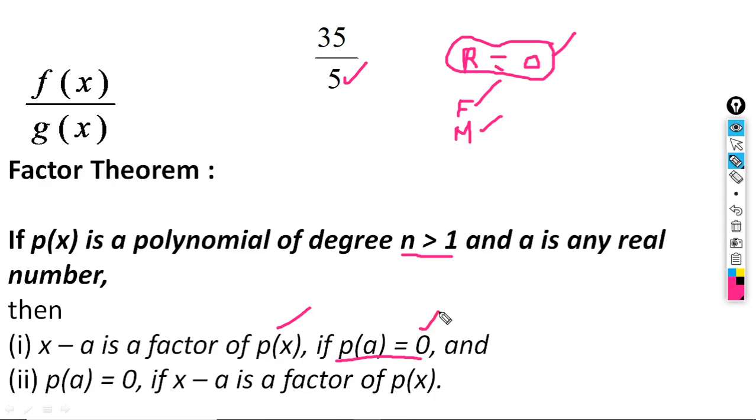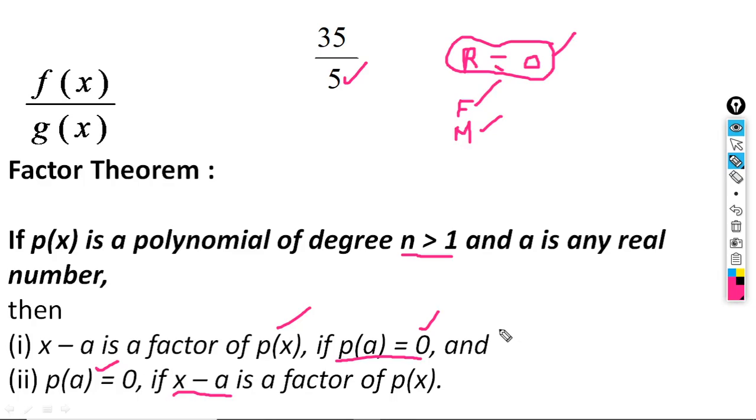So this condition is about factor. x minus a is a factor if the remainder is 0. This factor theorem is applicable both ways around. In the second case, if p of a, which is the remainder, is 0, then we see that x minus a is a factor of p of x. So this factor theorem works conversely as well.